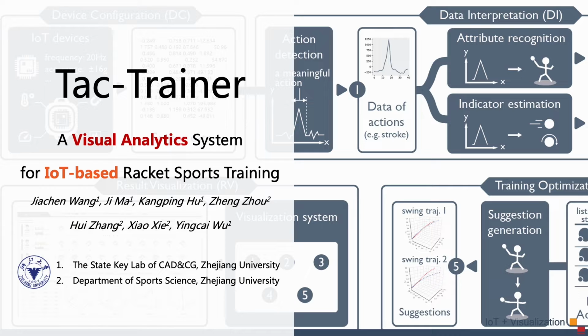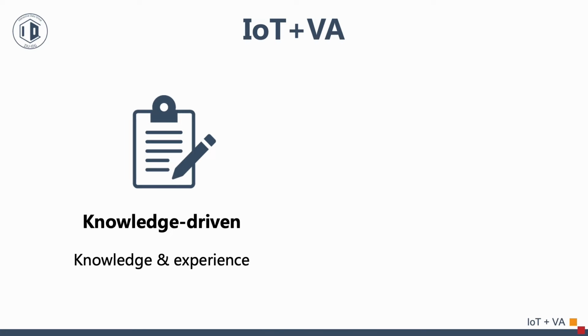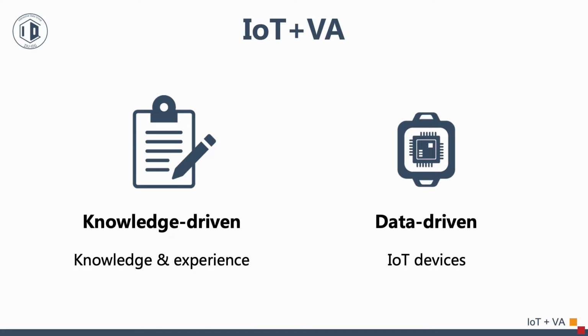I am going to introduce Tac-Trainer, the visual analytics system for IoT-based racket sport training. Conventional knowledge-driven training methods rely on the coach's knowledge and experience, which can be biased in some conditions. To remove the biases, IoT-based data-driven methods are proposed. However, these methods are not friendly for coaches. Therefore, we integrate these two types of methods and propose an IoT plus visual analytics framework, Tac-Trainer.